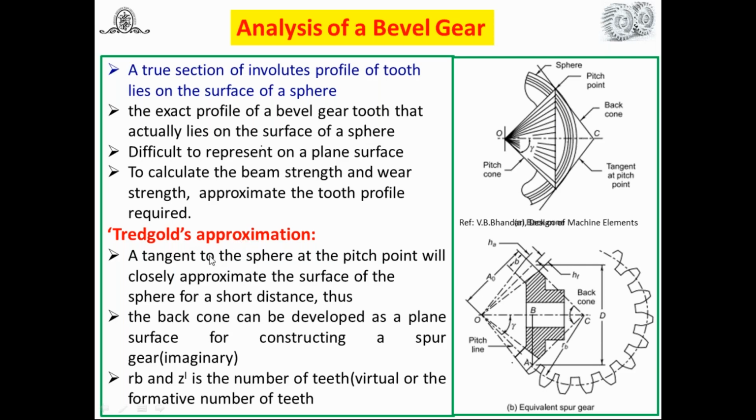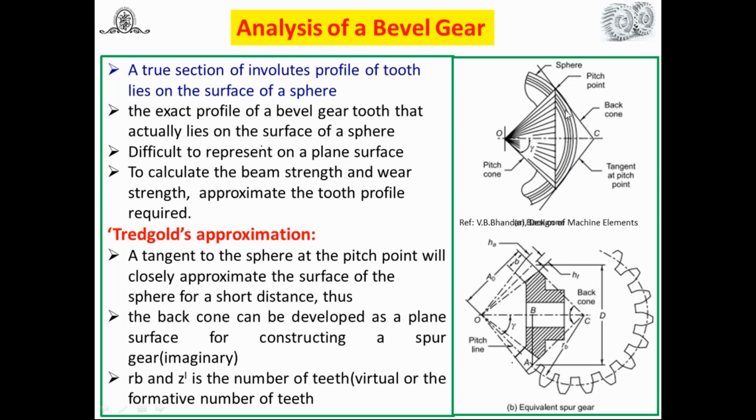Now here, according to this approximation, look at this, the tangent which is constructed towards this back cone side, to these tooth profile lines or pitch lines, you can say in other terms, is tangent to the sphere at the pitch point. Pitch point means, as you know very well, the pitch line at this end and this end, where the gear and pinion come in contact. And this back cone will closely approximate the sphere. Here it is shown, look at the cursor, the tangent which is constructed for this side approximates the surface of the sphere for a short distance.